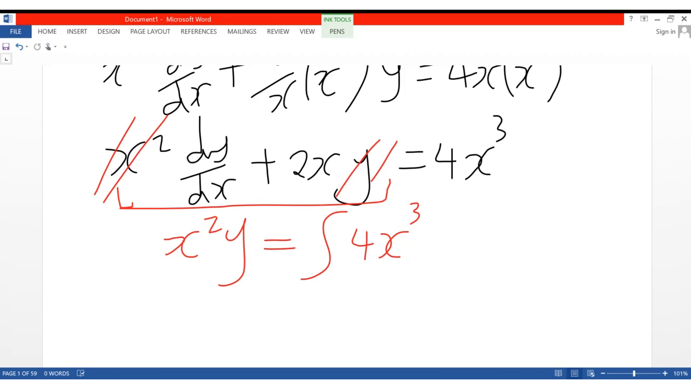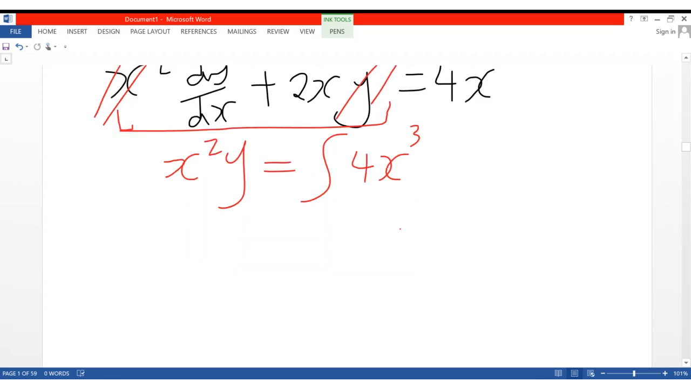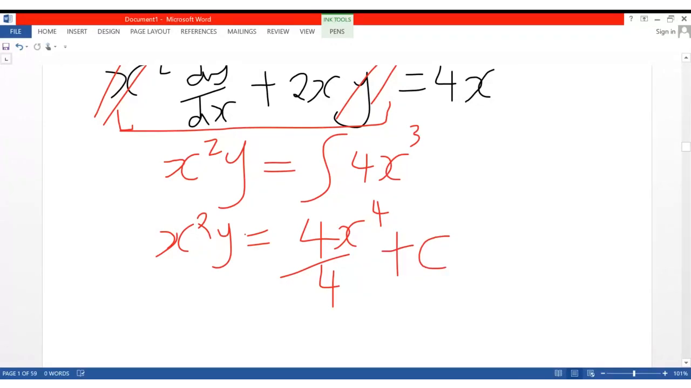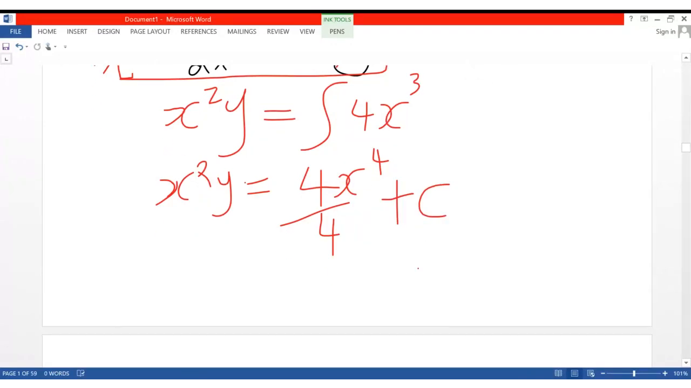So when you integrate this function, what will you get? This side will remain the way it is. We had already picked this one. So you'll get 4x raised to power 4 all over 4. Then you can now add the constant of integration to the final answer. The final answer will be x squared y is equal to x to power 4 plus c. And we are done with that one.